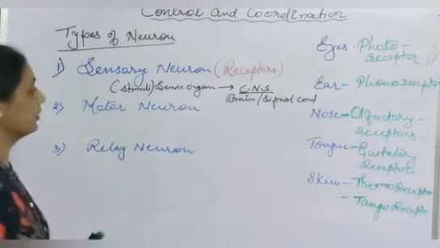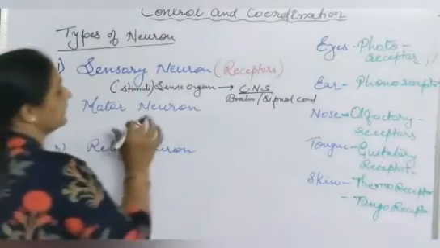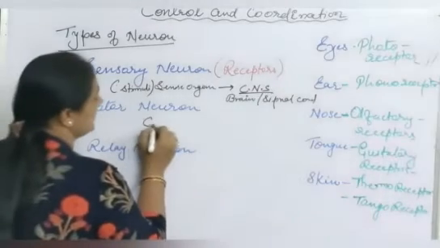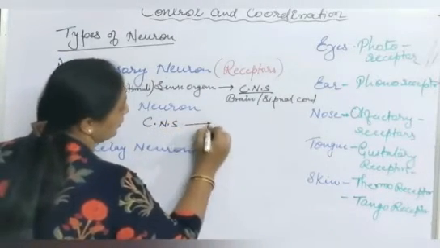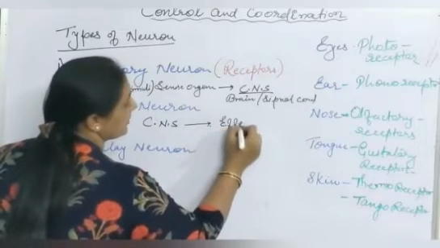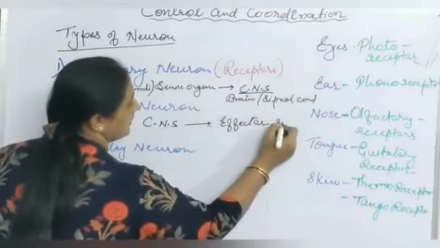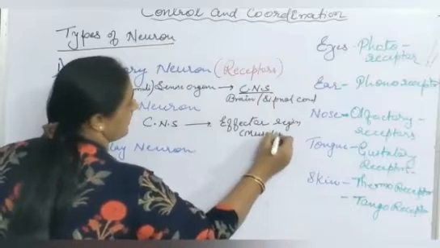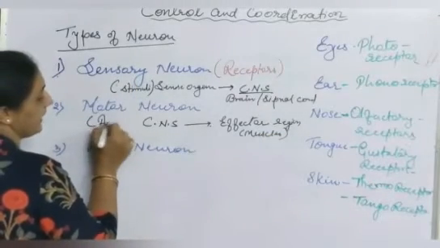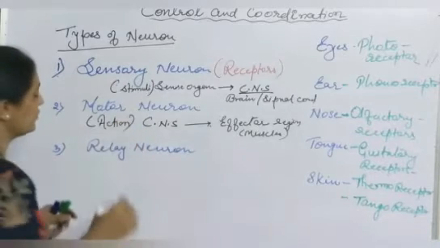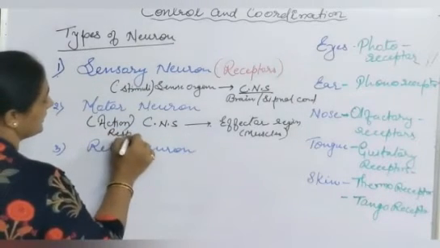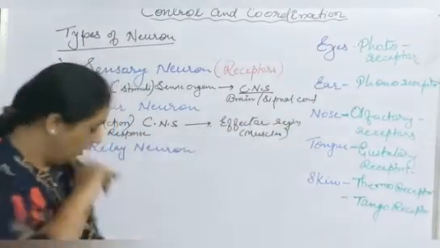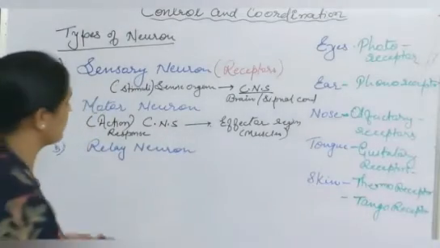Next is the motor neuron. The role of motor neuron is that they bring messages back from the central nervous system to the effector region, or you can say effector muscles. What do they bring back? They bring back action, the reply for that particular stimulus, which we call response. They bring response from the central nervous system to the effector region or effector muscles.